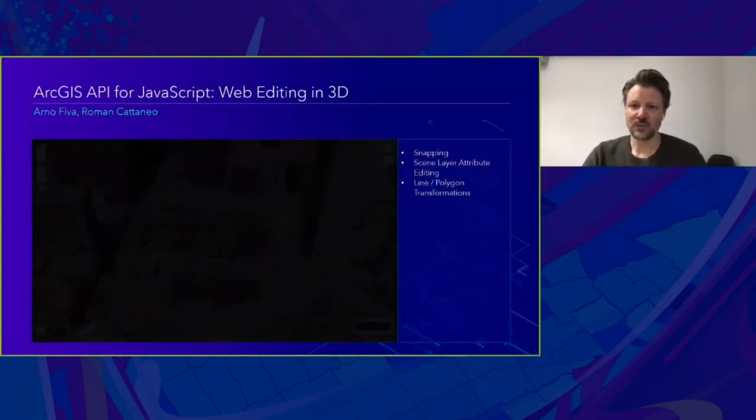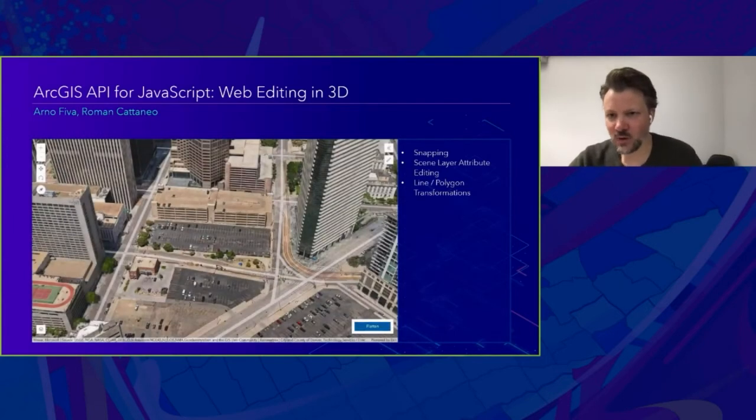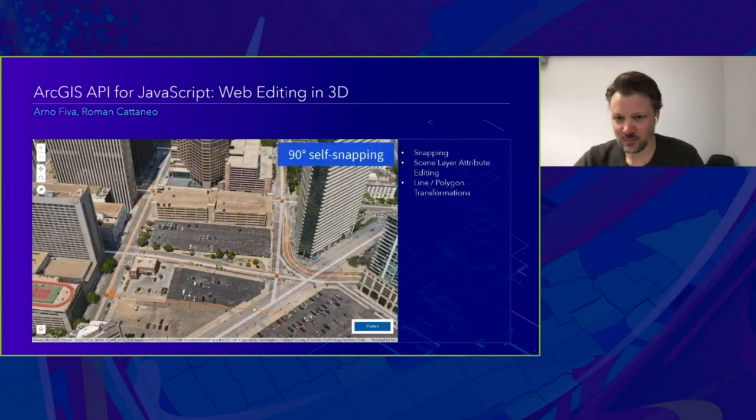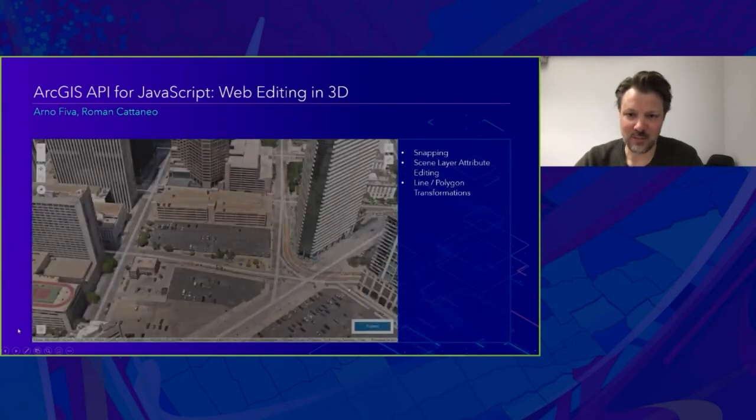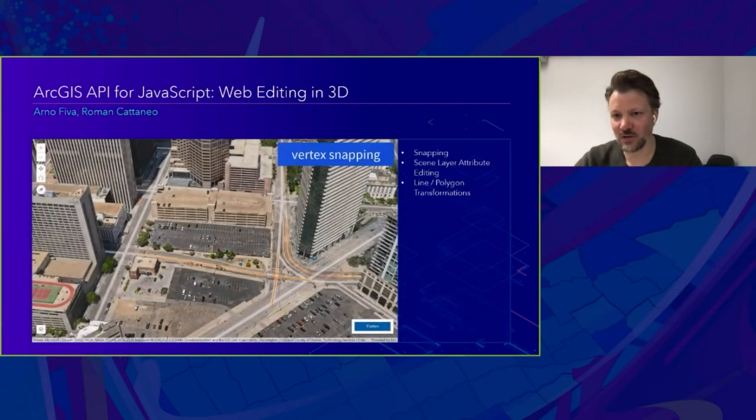So we got 2 sessions on editing. First one, web editing in 3D, where my colleague Roman and me are going to go over a bunch of the specifics involved with 3D editing, and also look at different examples, what you can do with 3D editing combined with different layer types, feature layers, but also 3D specific layer, scene layers. And this session is tomorrow on Wednesday. Next slide, please.